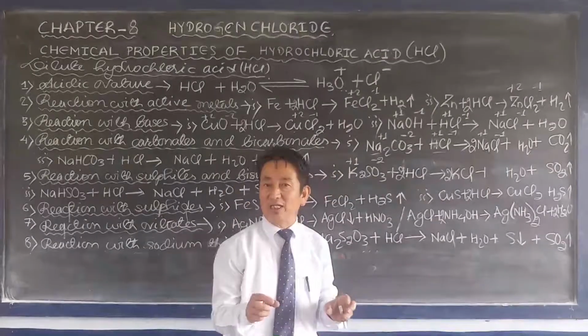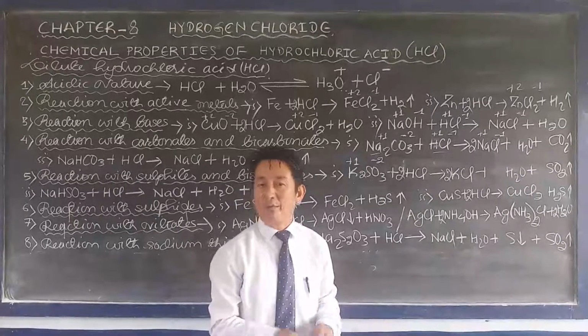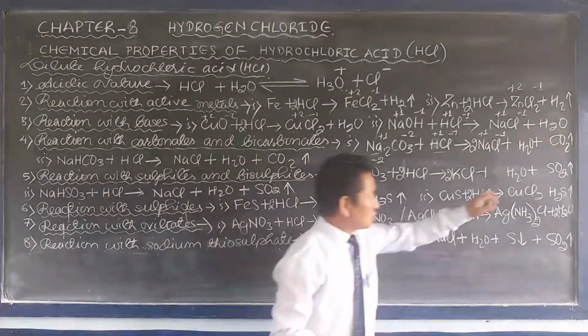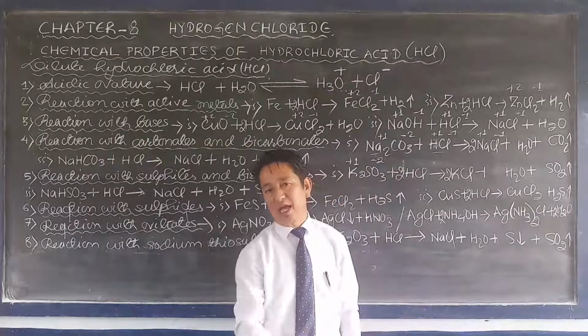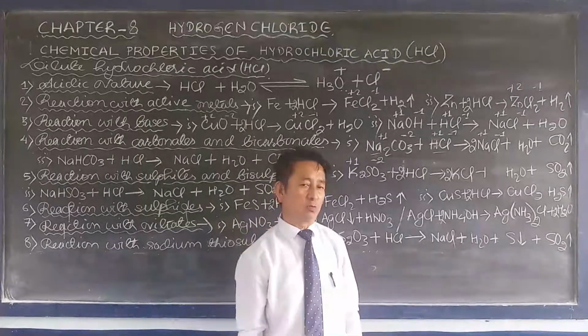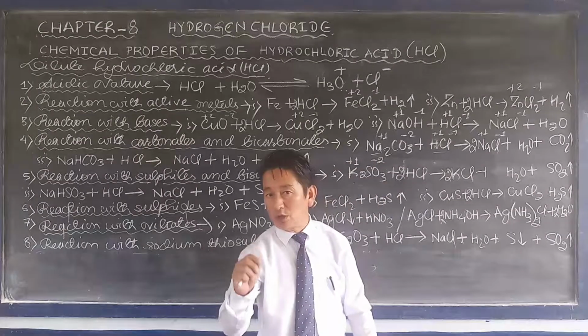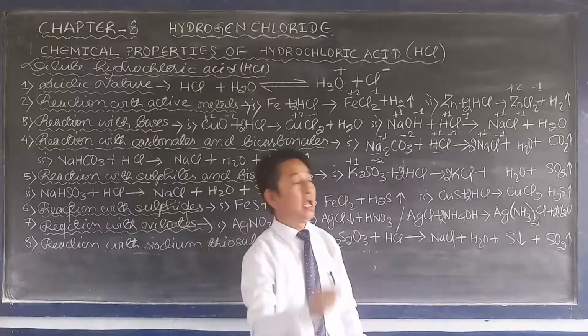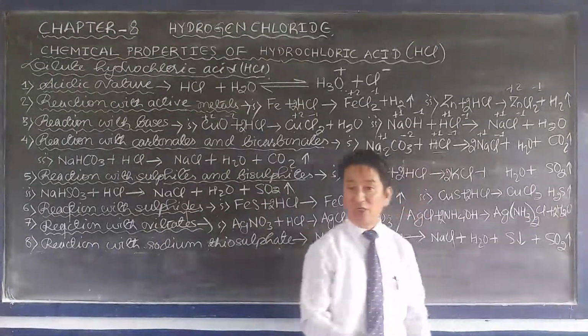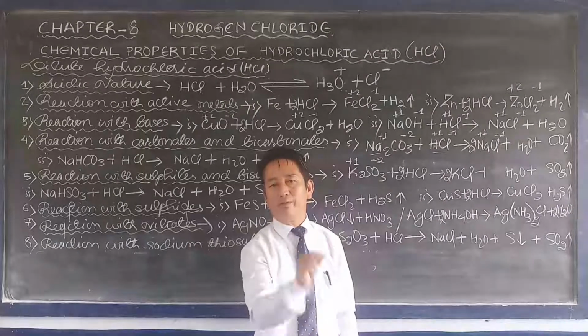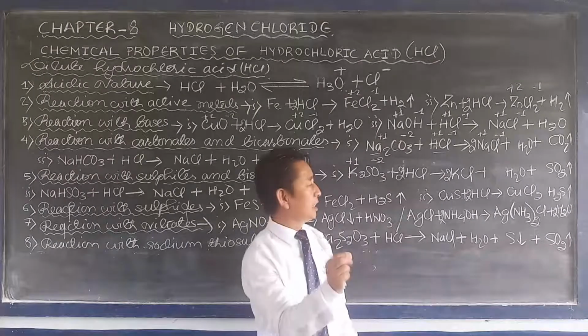Sulfur dioxide is a colorless gas, but it has the smell of burning sulfur. And this sulfur dioxide is an acidic gas because it turns blue litmus paper red. This sulfur dioxide also turns lime water milky. And this sulfur dioxide changes the yellow or orange color of acidified potassium dichromate to green.